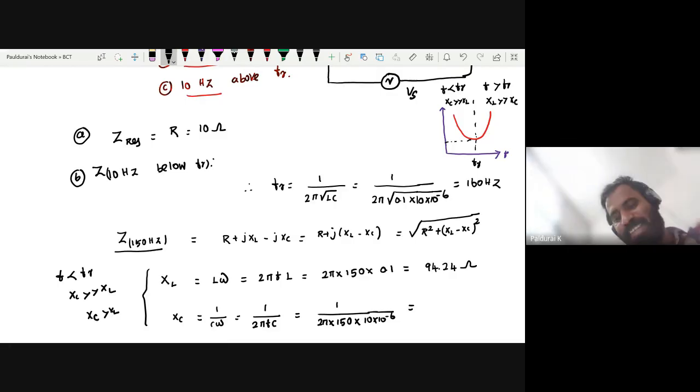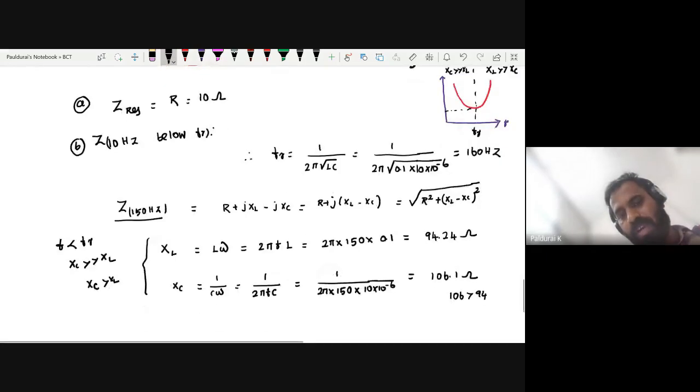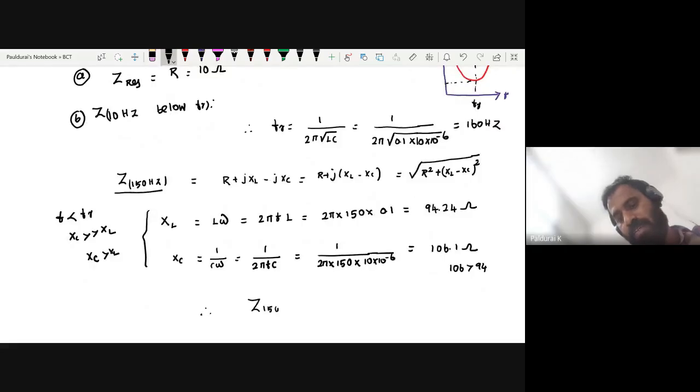என்னாச்சுடா? If you calculate, you will get 106.11. So Xc is greater, 106 is greater than 94, right? Yeah, it is satisfied. Therefore, what is my impedance at 150 hertz?